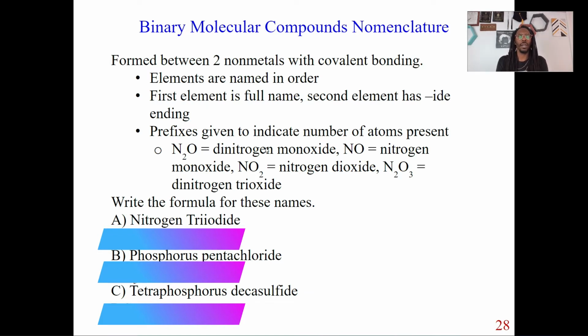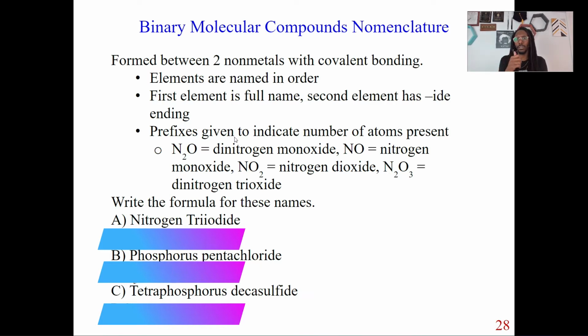So for molecular compounds, the elements are going to be named in order. The first element is the full name. The second element gets the IDE ending. It's very similar to ionic compounds. In this case, the first you keep the same. The second, IDE. Very similar.